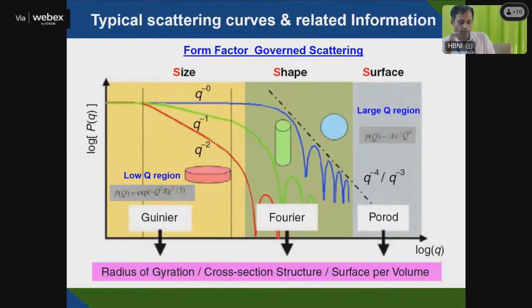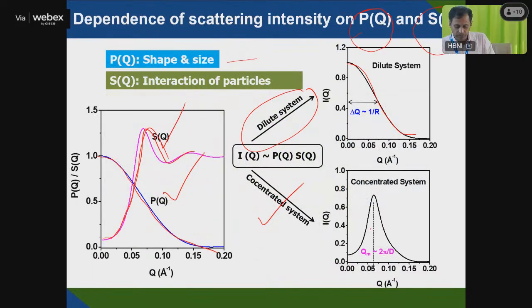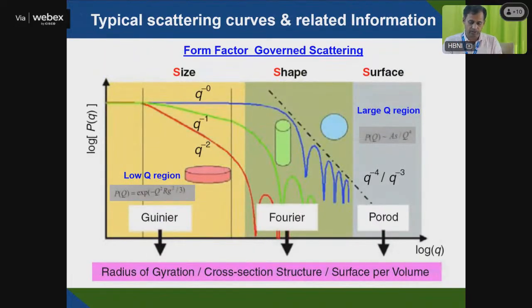So after getting that type of spectra, depending on the peak, you will get the information about the interparticle interaction. But how do you determine shape and size in this type of system? If you get a PQ factor, the form factor, you can see the decay curve and check whether it is proportional to that.